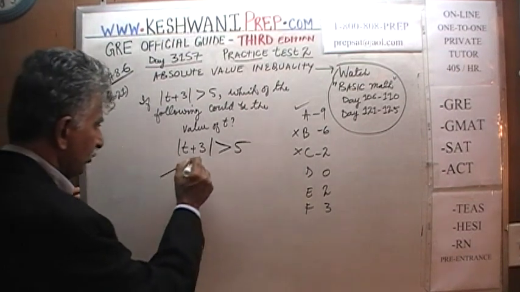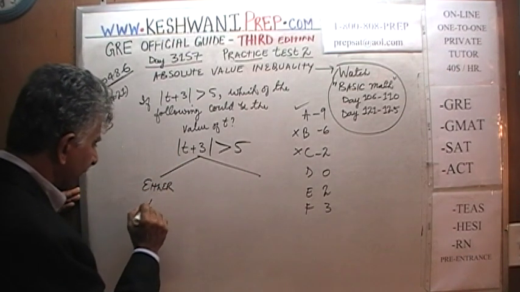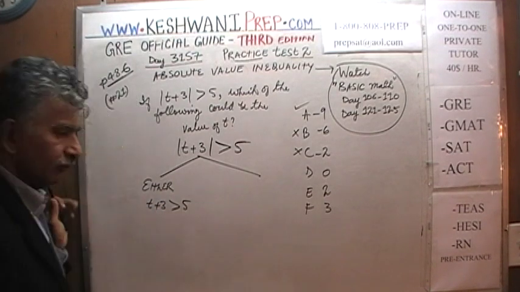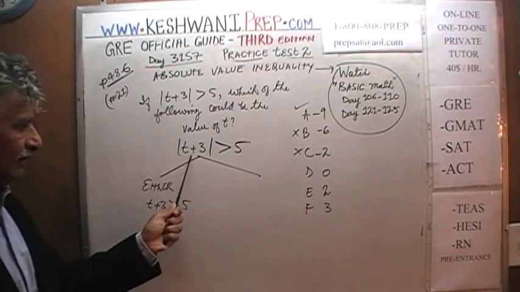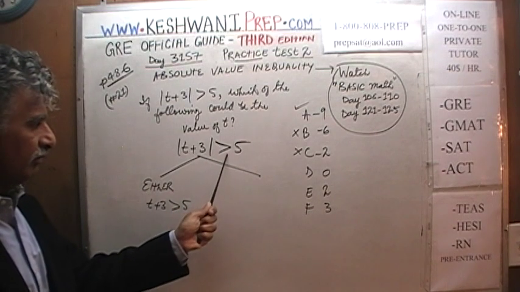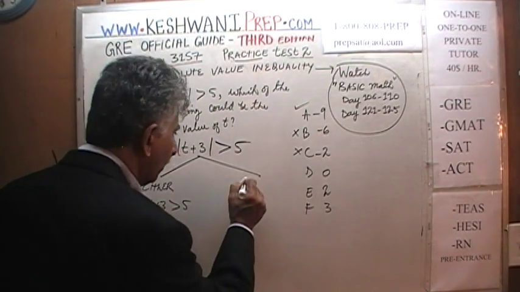which means there are 2 possibilities. Either t plus 3 is more than 5. For example, if t plus 3 is 7, then the absolute value of 7 is 7, which is more than 5. So that's one possibility. This is the simple one. This is the easy one.